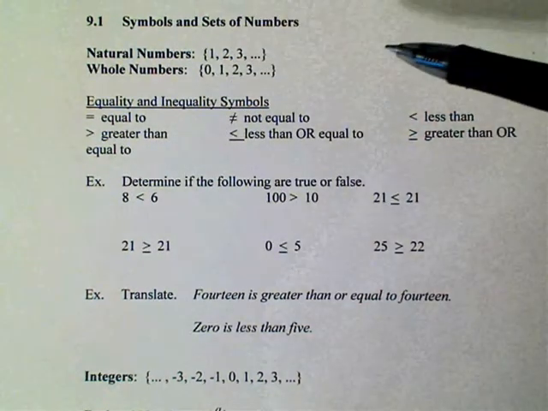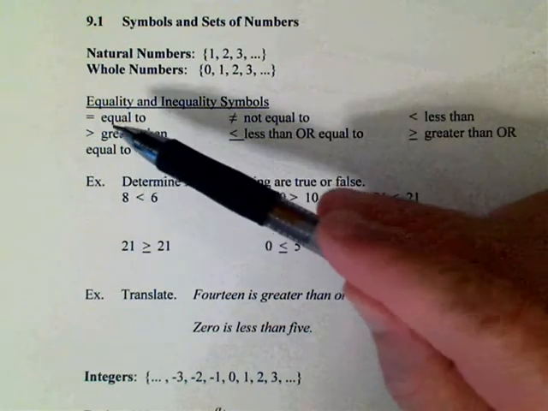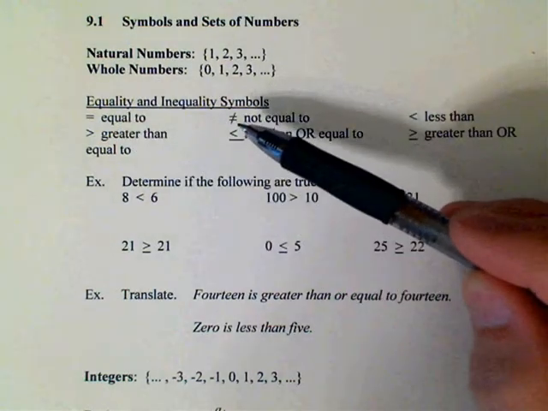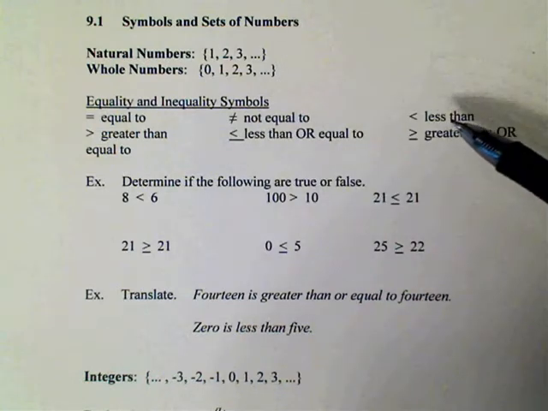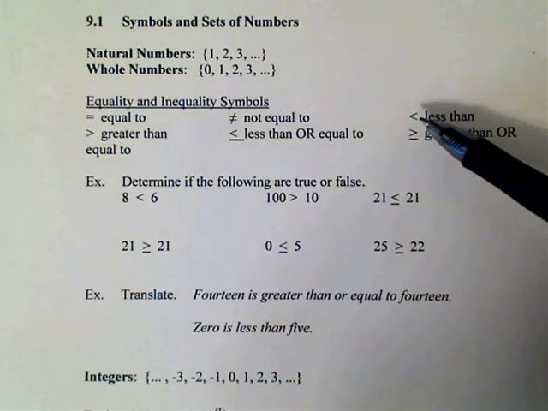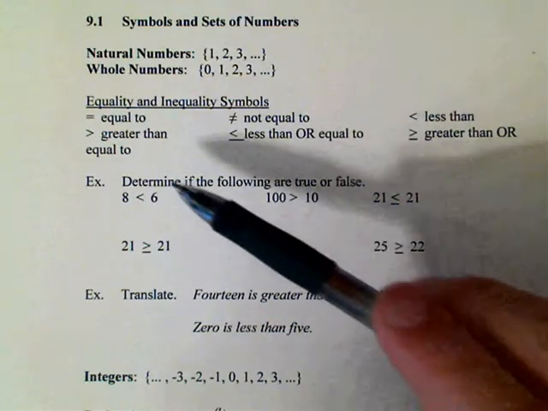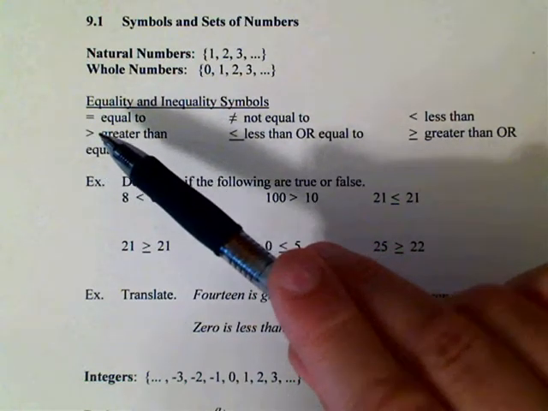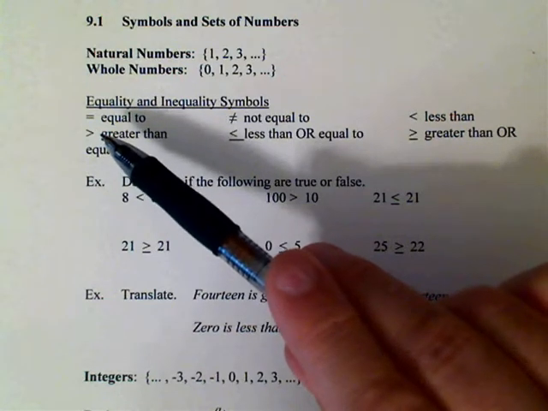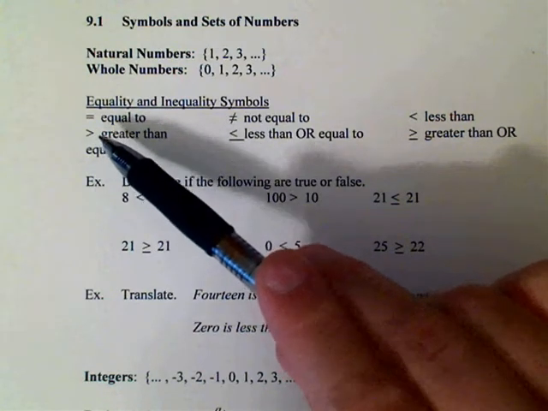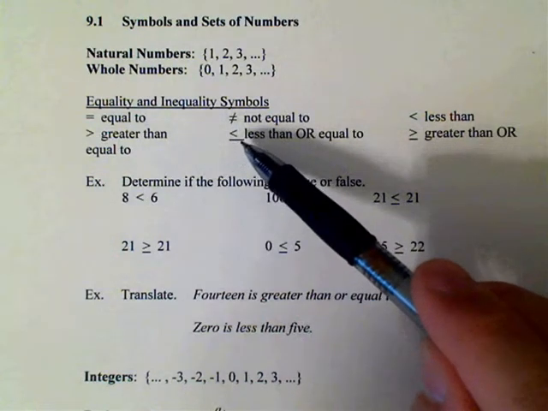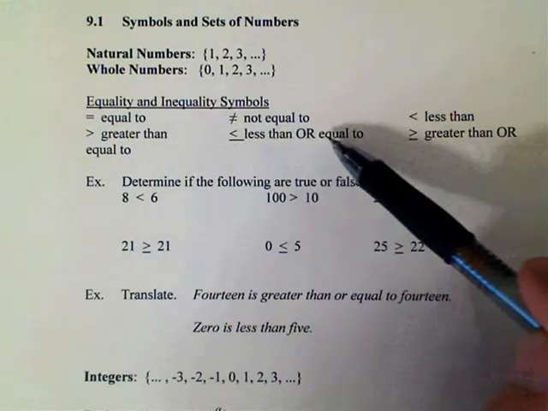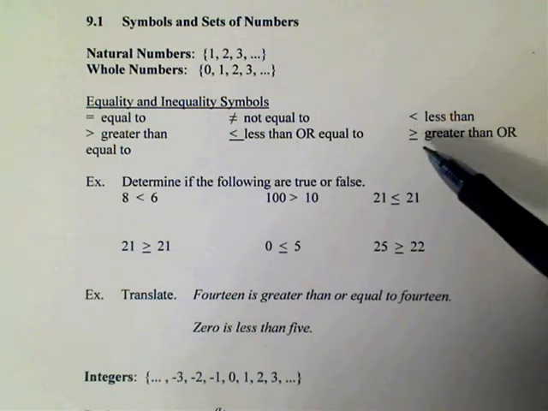Now some symbols that you may see: equals, of course. Not equal to is the equal sign with a line through it. Less than, notice which way it points. Less than points to the left. Greater than points to the right. One way to think of it is the great right shark. Greater than is to the right. Anytime you see a less than with a line underneath it, that means less than or equal to. The key word is or. This one is greater than or equal to.